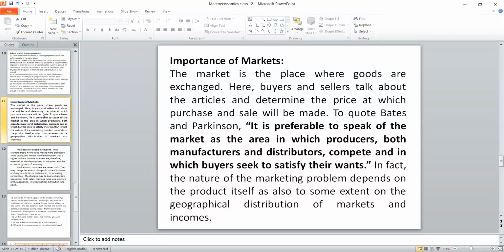What he said is, it is preferable to speak of a market as an area in which producers, in the sense of both manufacturer and distributor, compete, and in which the buyers seek to satisfy their wants. See how effectively he connects all three elements, that is the manufacturer, distributor and consumer. Manufacturer is he who produces, distributor is wholesaler and retailer, and consumer is ultimately the public. So it is a place where the producers will compete in order to satisfy the consumer's need.